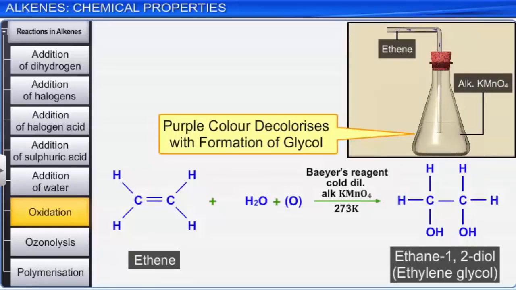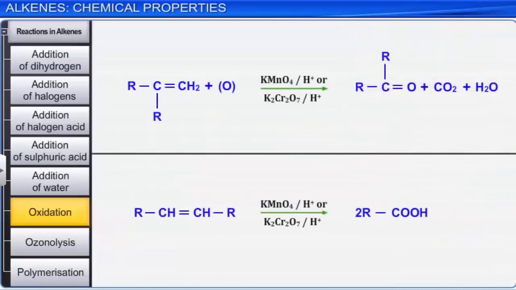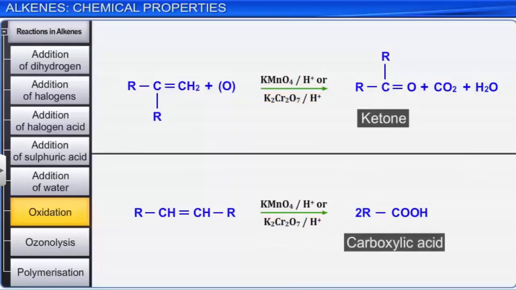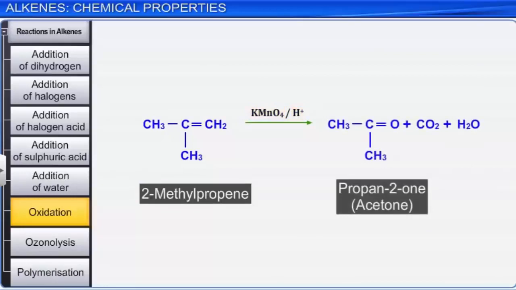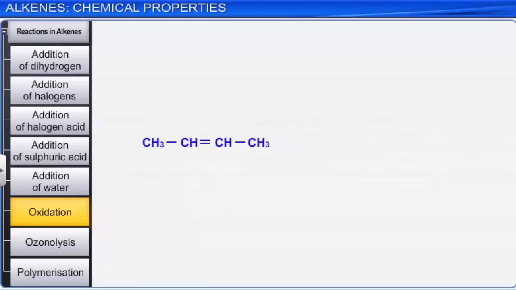Depending on the nature of alkene and experimental conditions, alkenes react with oxidizing agents such as acidic potassium permanganate or acidic potassium dichromate to form ketones or acids. For example, 2-methylpropene, on reacting with acidic potassium permanganate, gives propan-2-one or acetone. On the other hand, but-2-ene, on reacting with acidic potassium permanganate, gives ethanoic acid.